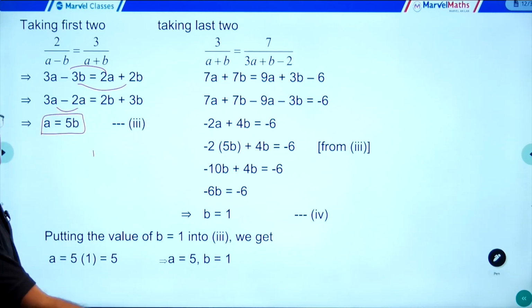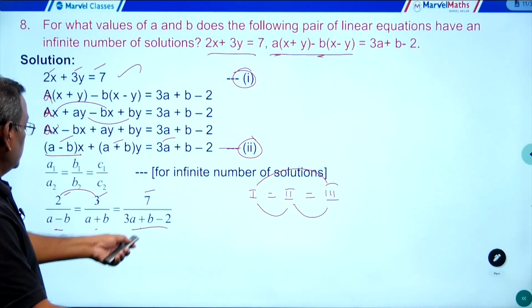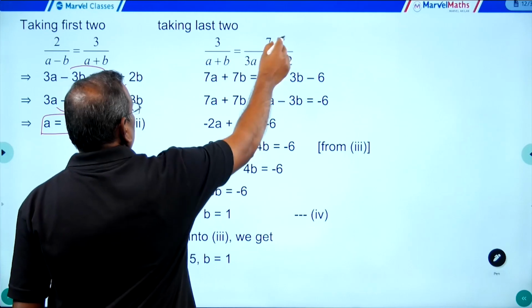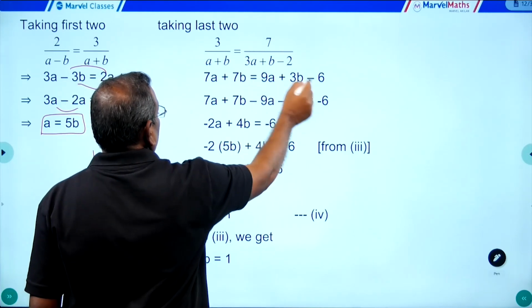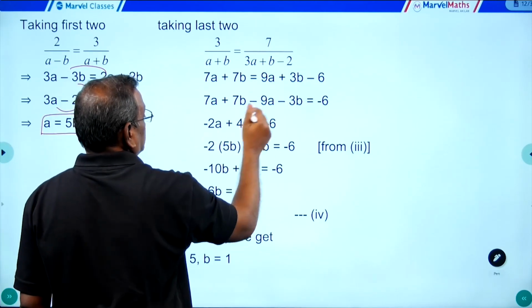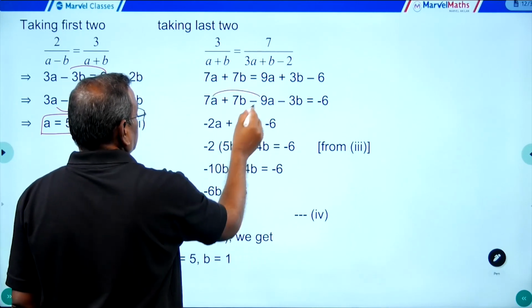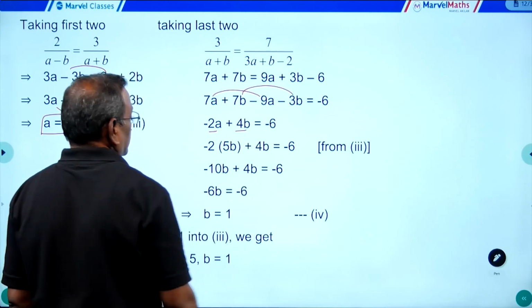Now taking the last two. So what is the last two? 3 by a plus b equal to 7 by 3a plus b equal to 7. Cross multiplying, 7a plus 7b equal to 9a plus 3b minus 6. So 7a plus 7b, transpose to this side, minus 9a minus 3b equal to this. 7a minus 9a is minus 2a, 7b minus 3b is 4b, minus 6.